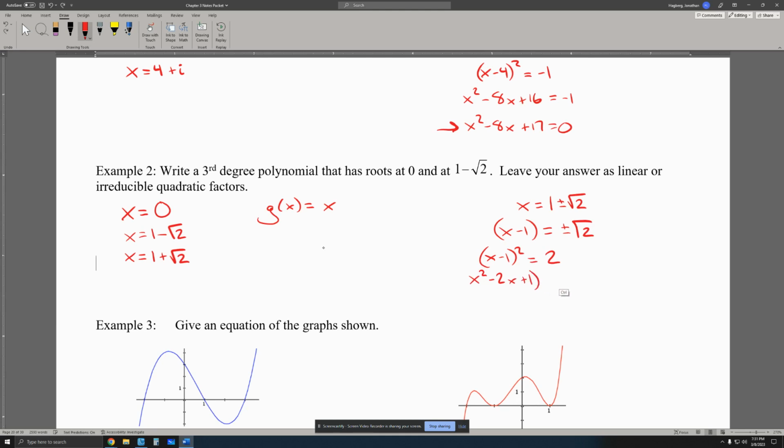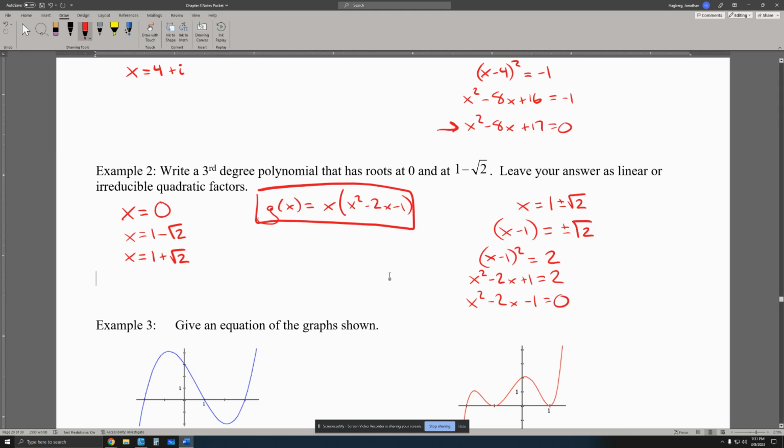I actually don't need that parenthesis, is equal to 2. So we expanded that binomial. And then subtracting 2 from both sides, x squared minus 2x minus 1 is equal to 0. Okay. So then that would be our other factor here. So we have x squared minus 2x minus 1. So again, this is a possible factorization for example 2.